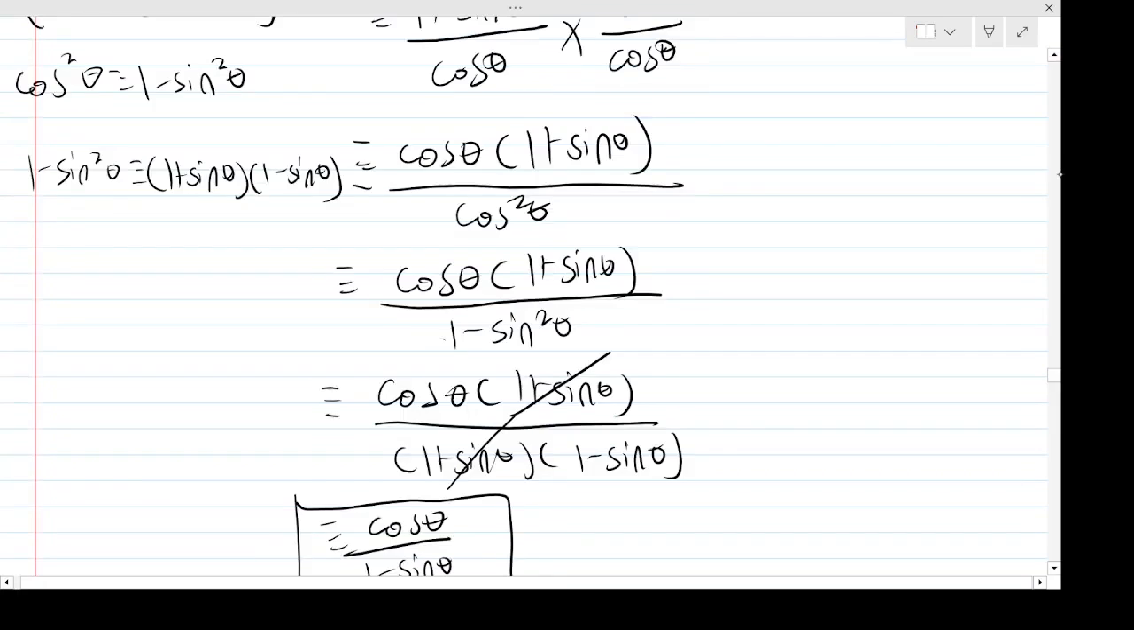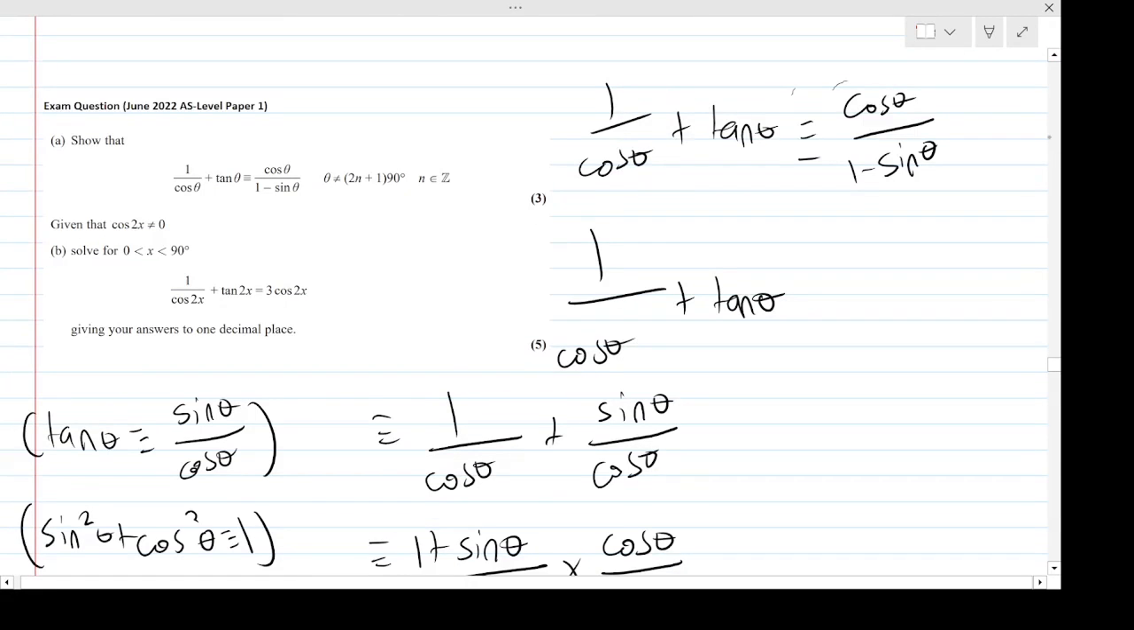Part B, the more relevant part of this question. We're given that cos 2x is not 0. It says solve between 0 and 90 the same expression, 1 over cos 2x plus tan 2x, is equal to 3 cos 2x.